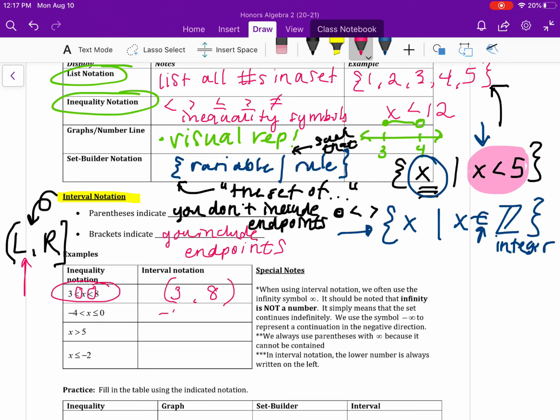What about this next one? What's the left point? -4. What's the right point? 0. And because this doesn't have an equals, we'll use a parentheses. And because this one does, we will use a bracket.